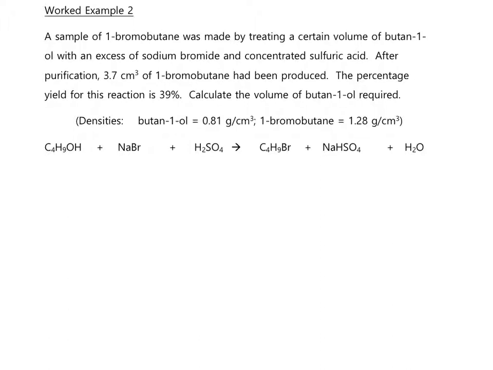Okay, here's the information we've been given. After purification, we've got 3.7 centimeters cubed. That's my actual yield of 1-bromobutane. So let's write that underneath our equation. So actual yield is 3.7 centimeters cubed of our 1-bromobutane that has been produced. The percentage yield is 39%. And we've been asked to work out the volume of butan-1-ol. So I'm working out the volume of my butan-1-ol.